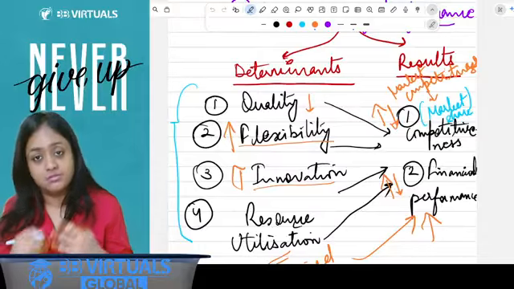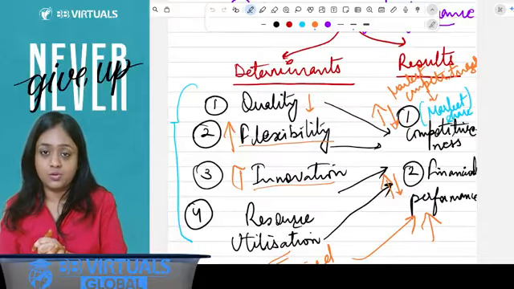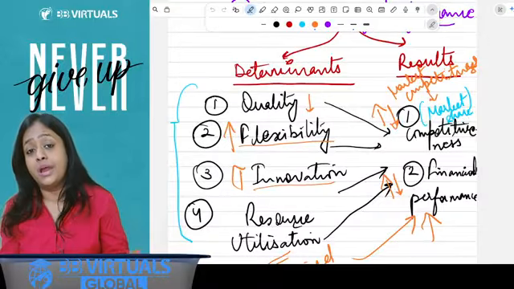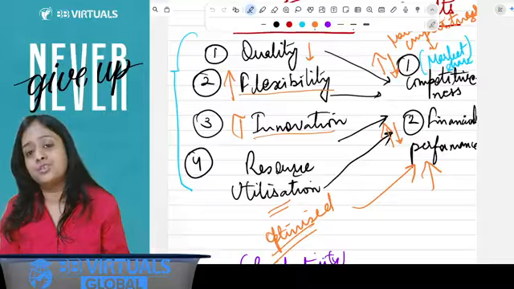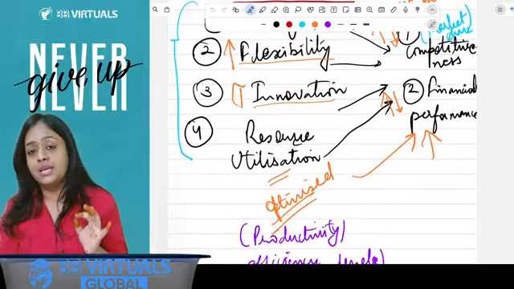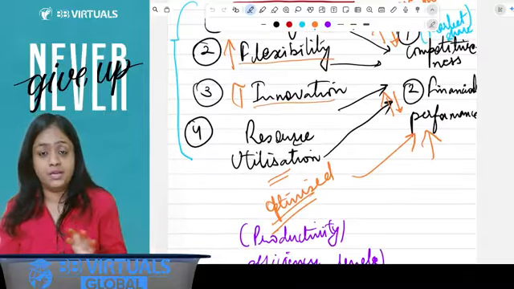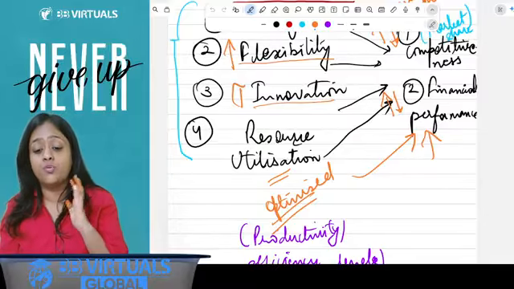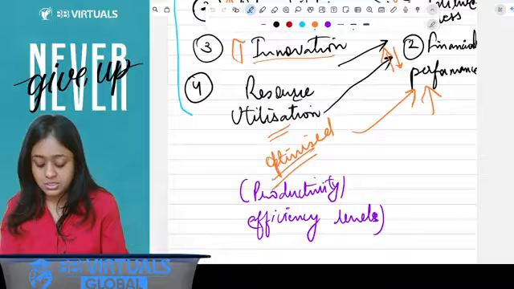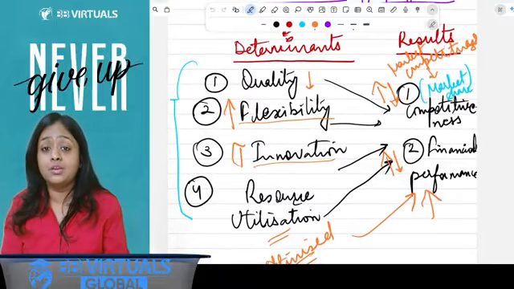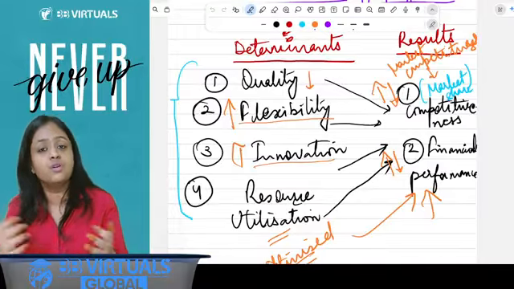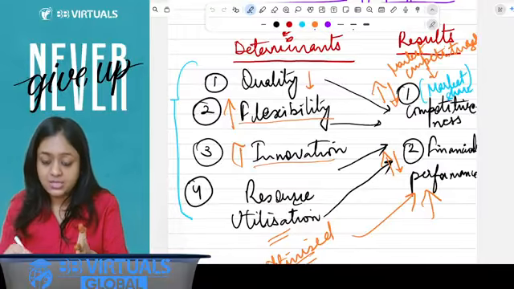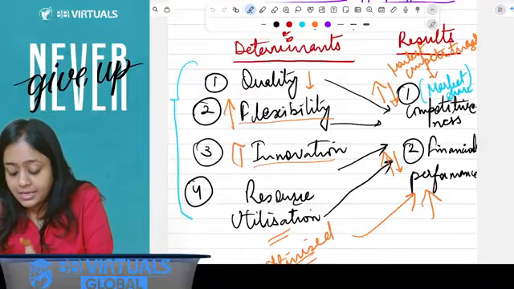Can you change your delivery of services as per the customer needs? Third, innovation, like we discussed in the balanced scorecard. What innovation can we bring? New ideas, new innovations. Resource utilization is optimization of resources. Utilizing the resources in the best possible way so that we have no wastage or very low wastage. So it typically talks about your productivity or efficiency levels. The higher the productivity, the lower the wastage, the more the efficiency. Now these are the four determinants we relate to the results.